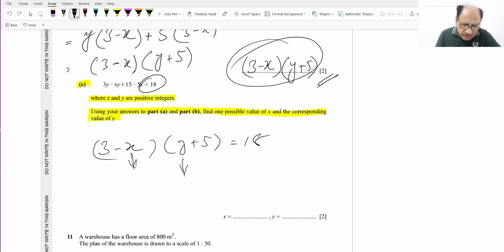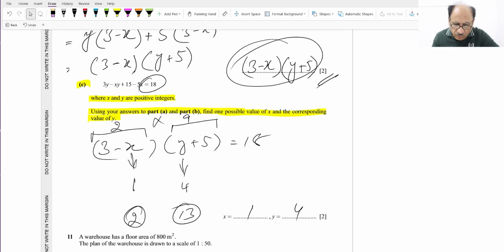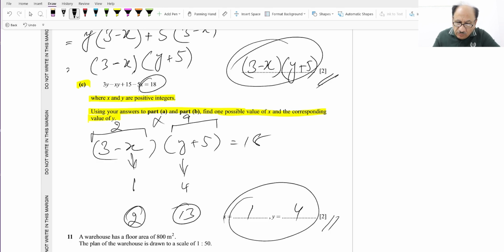So how will we get this? If we consider x as, for example, 1, the first answer for this portion will be 2, and we can write here 4. So the answer for this portion will be 9. So 2 nines are 18, and this is our answer. The other option you can also try is 2 and 13. These two are also one of the answer options, and this is the answer for 2 marks.